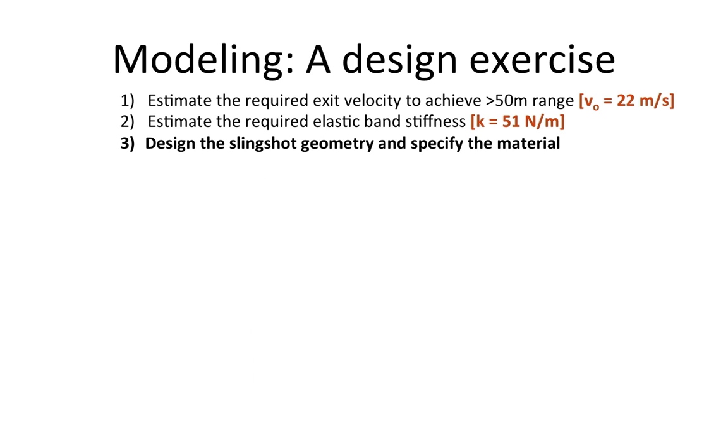Now we have to design the slingshot geometry and specify the material so that we can achieve this velocity of 22 meters per second and this stiffness of 51 newtons per meter. To do that, we will use CAD simulation software. The software we'll use is called SolidWorks.